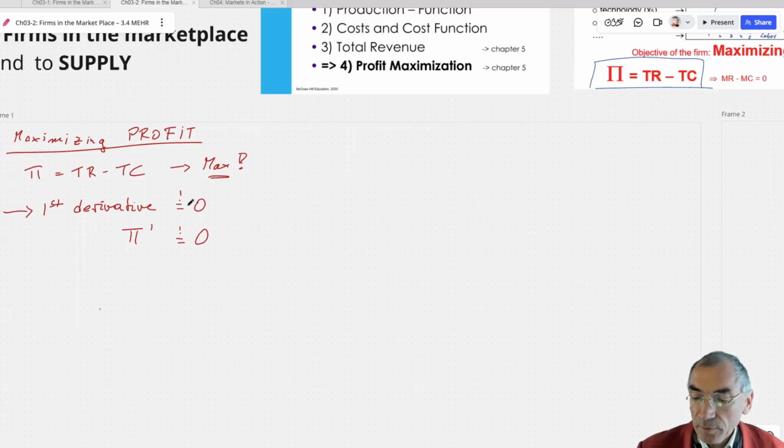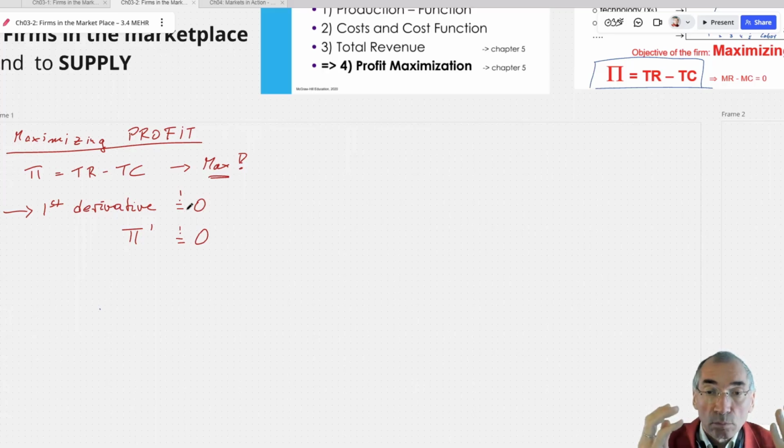We take the first derivative, set it equal to 0, and the first derivative we could either use that sign here and call it prime, so pi prime, or another word would be marginal profit, should be 0. You see in both equations that there's this exclamation mark above the equal sign, and that says it has to be 0. We are looking for this situation where this equation holds, where the first derivative is equal to 0.